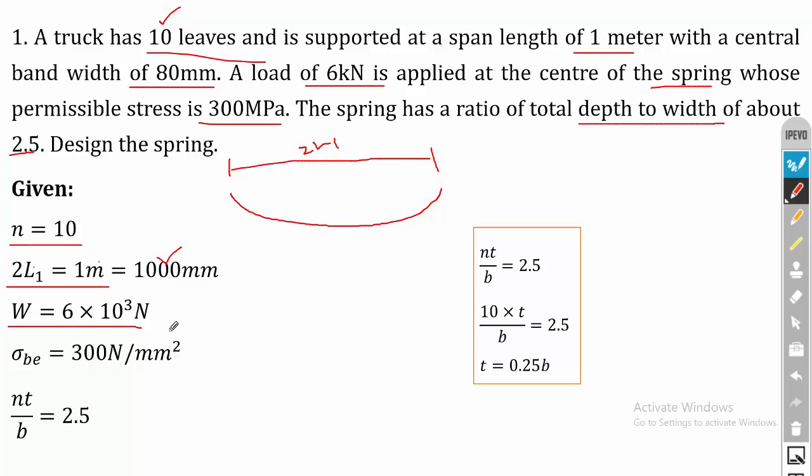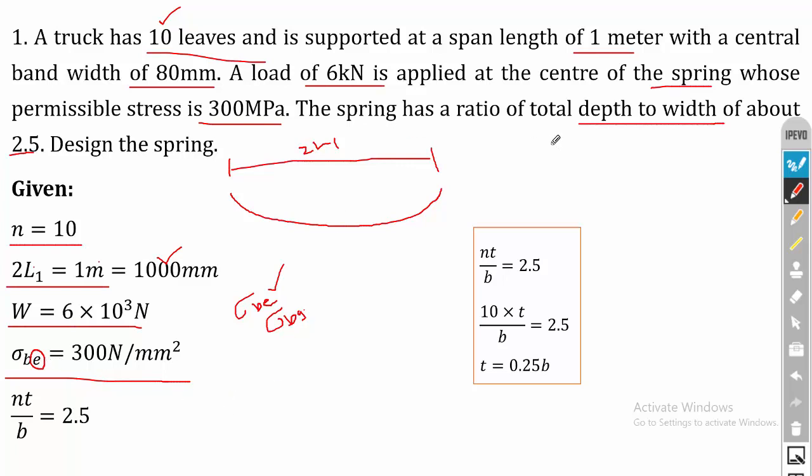The total weight is 6 into 10 power 3 Newton, 6 kilonewton. And the permissible stress is 300 megapascal, that is sigma BE, because we are going to focus on the extra full length leaf. Actually you can calculate two stress values: one is sigma BE and the other sigma BG. BG is for graduated length leaves, and I have already told that the extra full length leaves are subjected to high stress. So we have to focus on the high stress components. That is why we have considered sigma BE here.